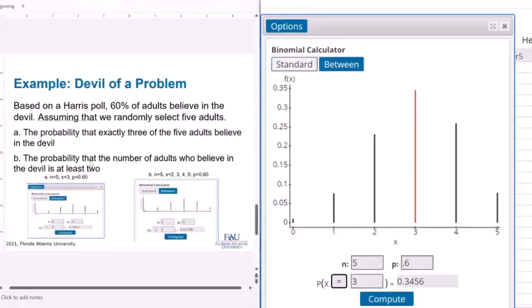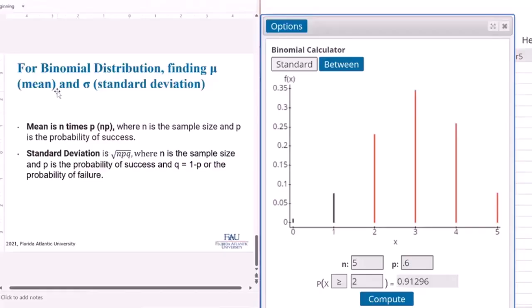Now, B, the probability that the number of adults who believe in the devil is at least 2. At least 2 means 2, 3, 4, 5. I can say greater than or equal to 2. And I hit compute. And that's a huge number. I haven't found anywhere in StatCrunch to work these numbers out.